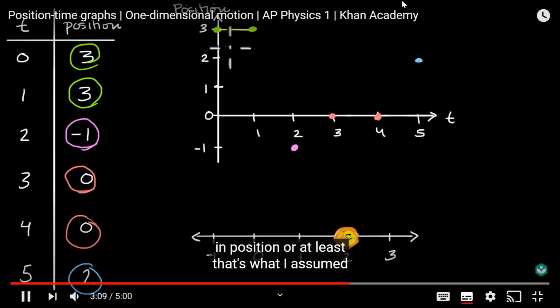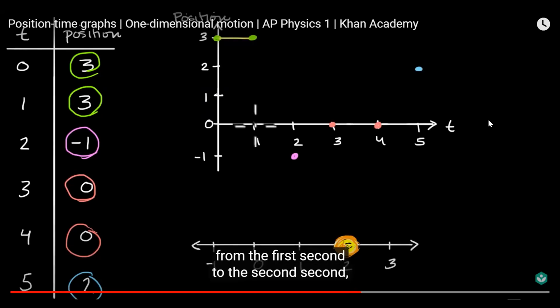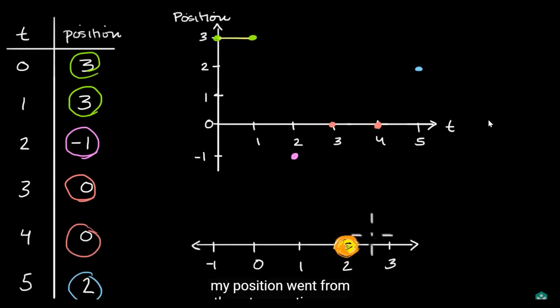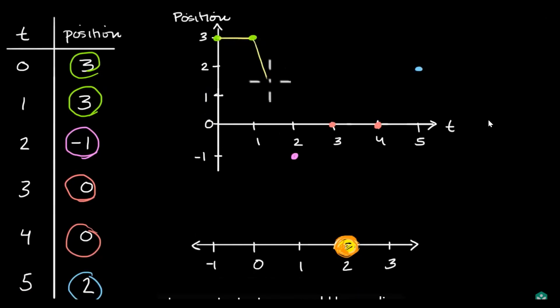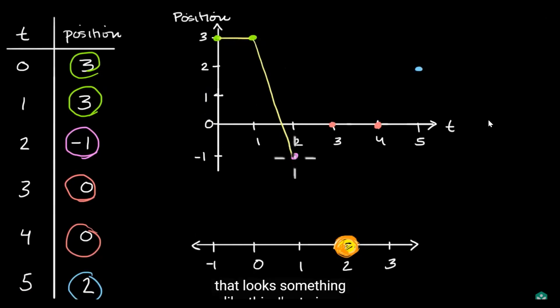And then as I go from the first second to the second second, my position went from 3 to -1. And if we do that at a constant rate, we would have a line that looks something like this. That's supposed to be a straight line. And then from time 2 to 3, we go from position -1 to 0.